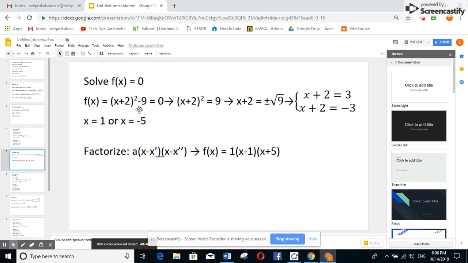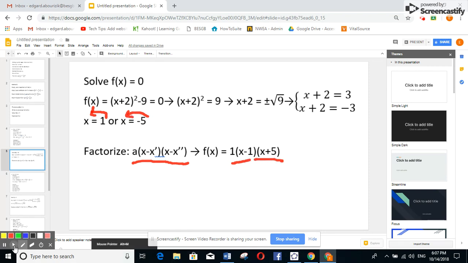Suppose we solve what we wrote above equal to 0. We take 9 to the other side because we have a square and 9. To get rid of the square, we put plus or minus radical 9. We take the other term to the other side. You're going to have minus 2 plus 3, which is 1, and minus 2 minus 3, which is minus 5. And if you want to factorize, this is the formula of factorizing: a into x minus the first root, x minus 1, and for minus 5 to the other side, x plus 5.